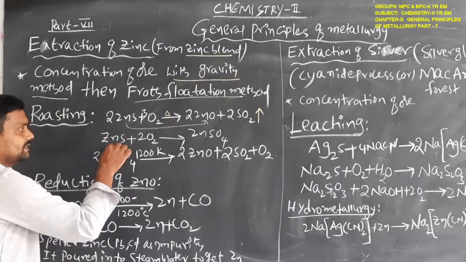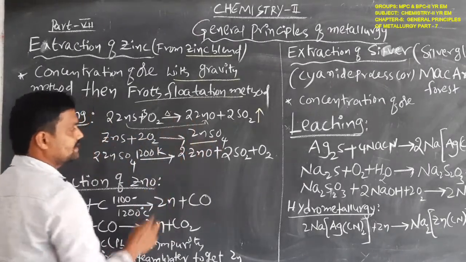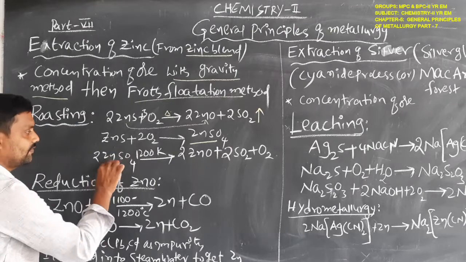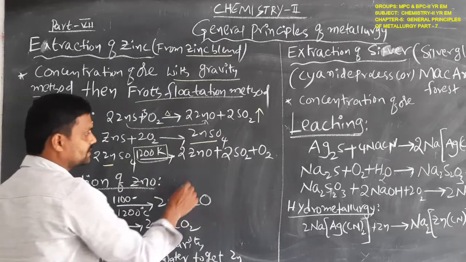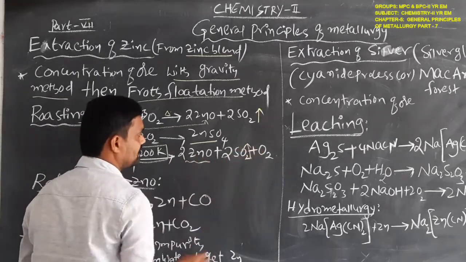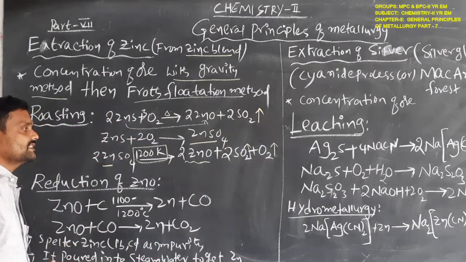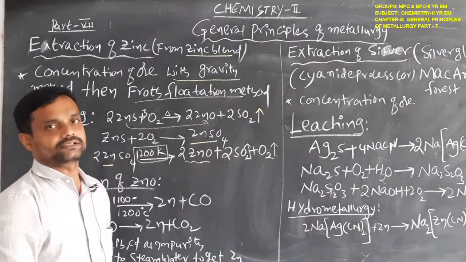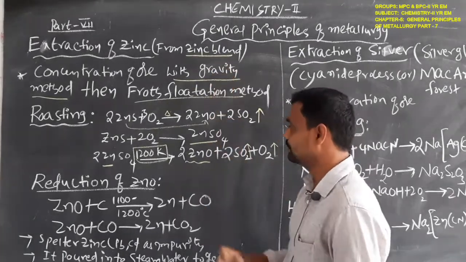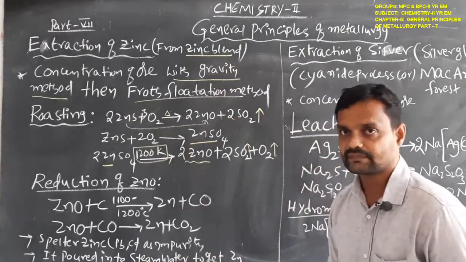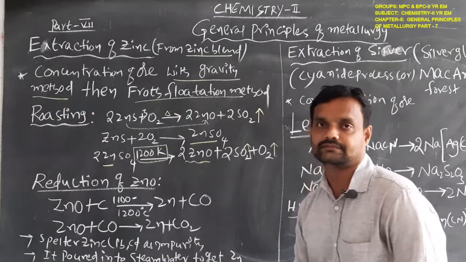Then again, zinc sulfide on heating with oxygen is converted to zinc sulfate. That zinc sulfate on heating at nearly 1200 Kelvin is converted to zinc oxide by eliminating sulfur dioxide gas and oxygen gas. So these are the reactions possible in the roasting process. So finally we get zinc oxide. The zinc blende ore involved in the roasting is finally converted to zinc oxide, the metal oxide form.